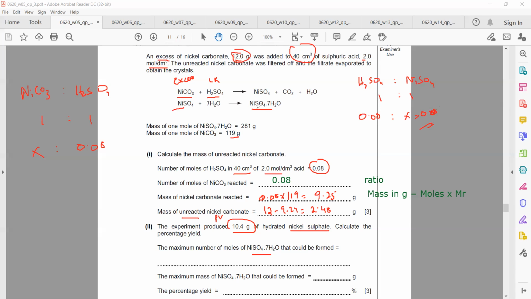And from nickel sulfate to hydrated nickel sulfate, the ratio is also 1 is to 1. So if 0.08 is the amount of nickel sulfate, I'll get the same 0.08 moles of hydrated nickel sulfate. So the number of moles of hydrated nickel sulfate is 0.08. Then maximum mass in gram. If we need a mass in gram, the formula is moles multiplied by molar mass.